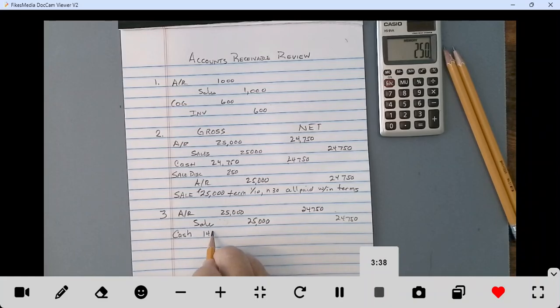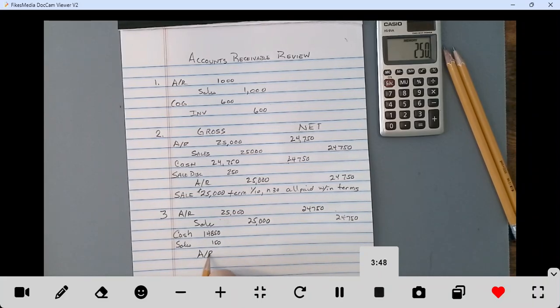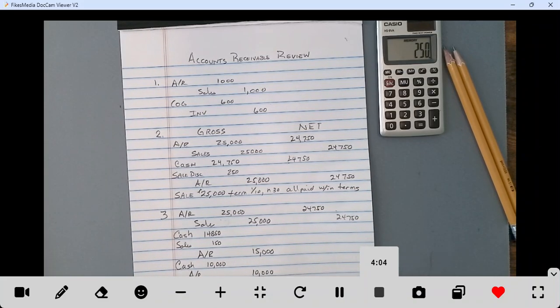They receive cash of 14,850, and they take a sales discount of 1% of what they submitted. So the accounts receivable that they paid was 15,000 of it. So remaining 10,000 paid later. So after the discount date, they received another payment of 10,000 and cleared the accounts receivable for 10,000. So in this case, we just have a lower amount in the sales discounts and allowances for the gross method.